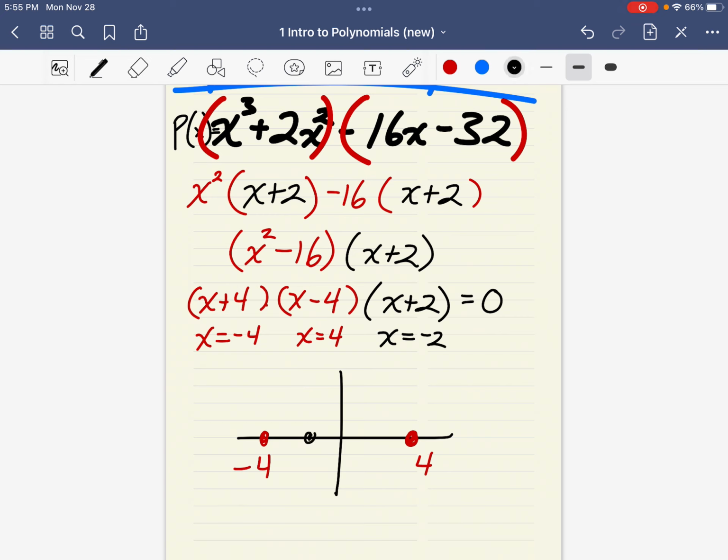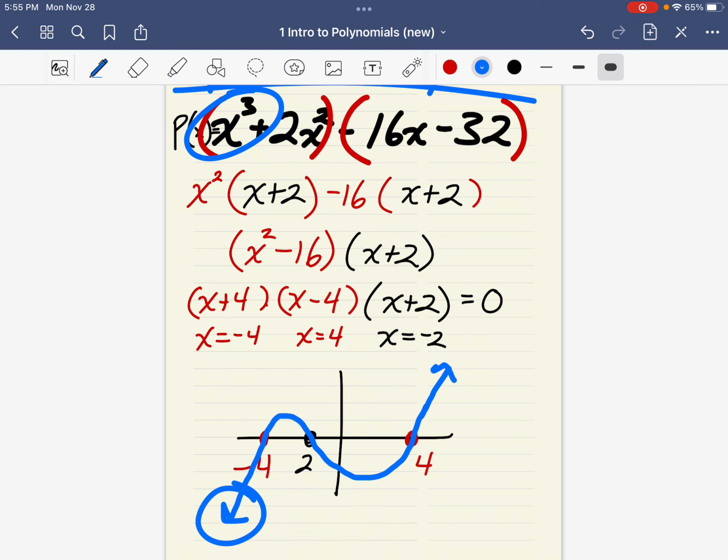x-intercepts of the graph. And further, when we think about this p of x that we started with, that is the x cubed term that we see in the front, we actually know that because the leading term has a positive coefficient, this graph is going to be going up to the right. We also know that the graph is going to cross through these x-intercepts, and then it's going to have to be going in the opposite direction to the left. Now, the reason it's opposite is because the degree of this polynomial is odd.